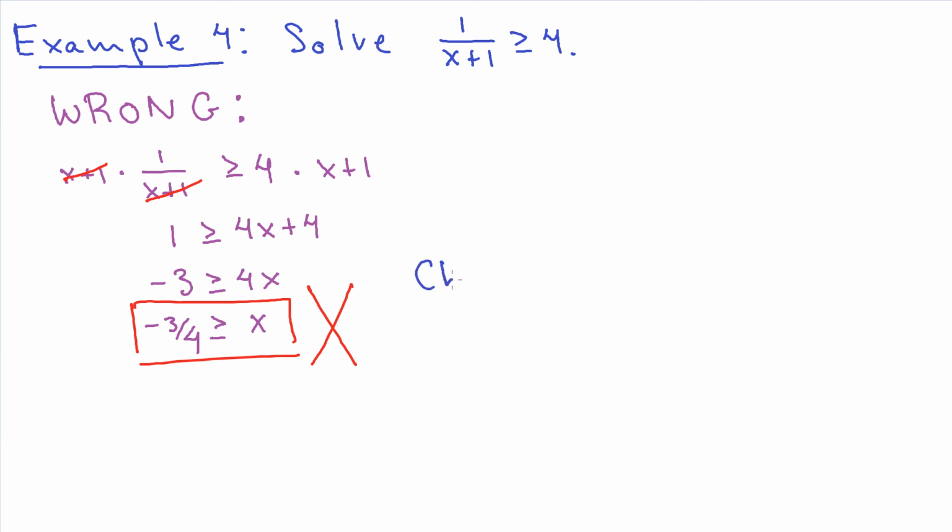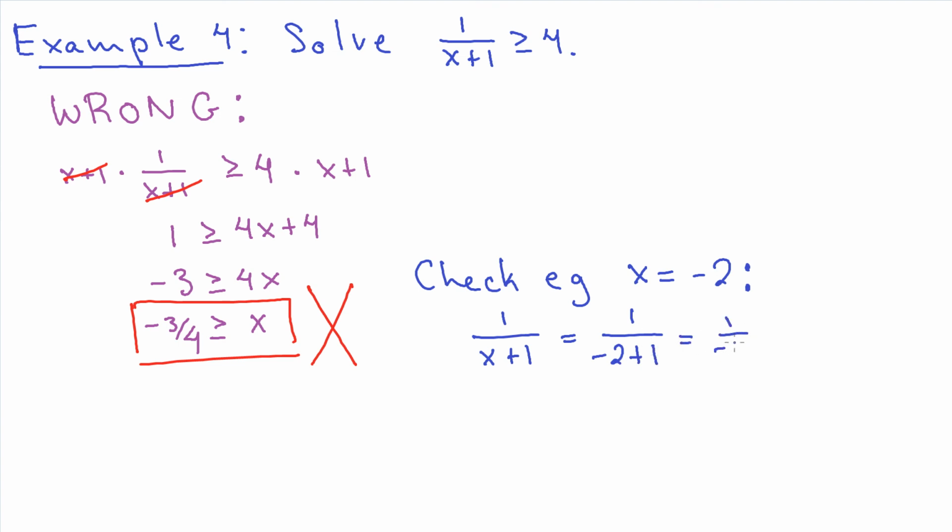You can check, for example, x equals -2. And if I plug that into the original problem, I have 1 over x plus 1. If I plug in -2, I get 1 over -1, which is -1, which is not greater than or equal to 4.